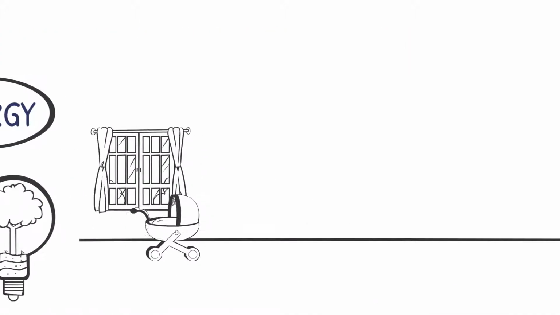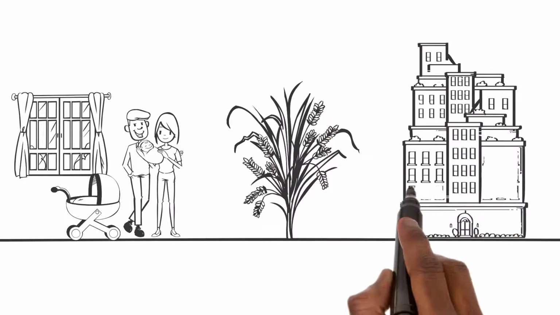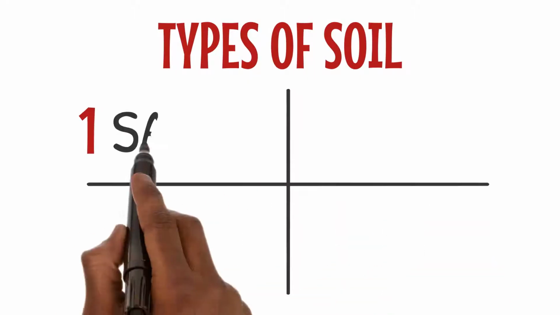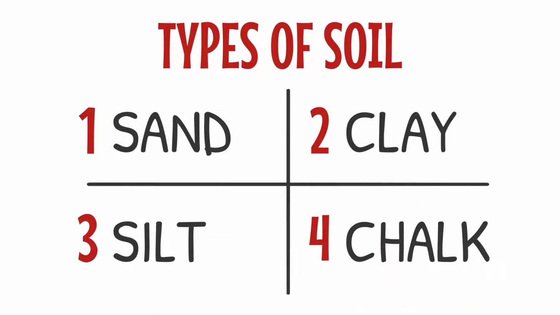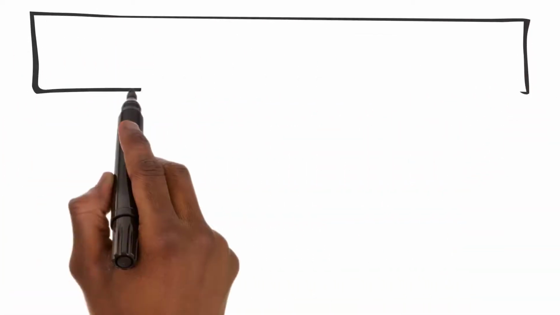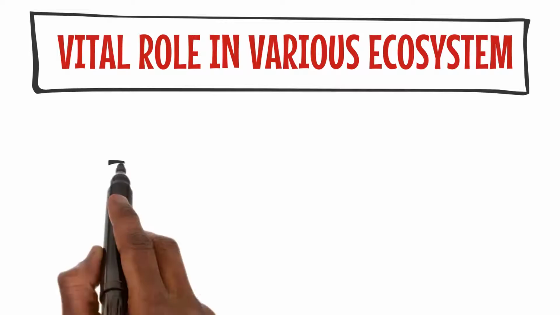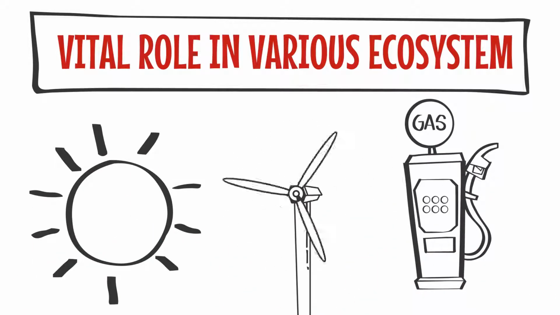Land provides us with a place to live, grow crops, and build our homes. Did you know that the soil in different regions has different properties, which affects the types of crops that can be grown? Water is essential for our survival and plays a vital role in various ecosystems, and energy, like sunlight, wind, and fossil fuels, powers our daily lives.